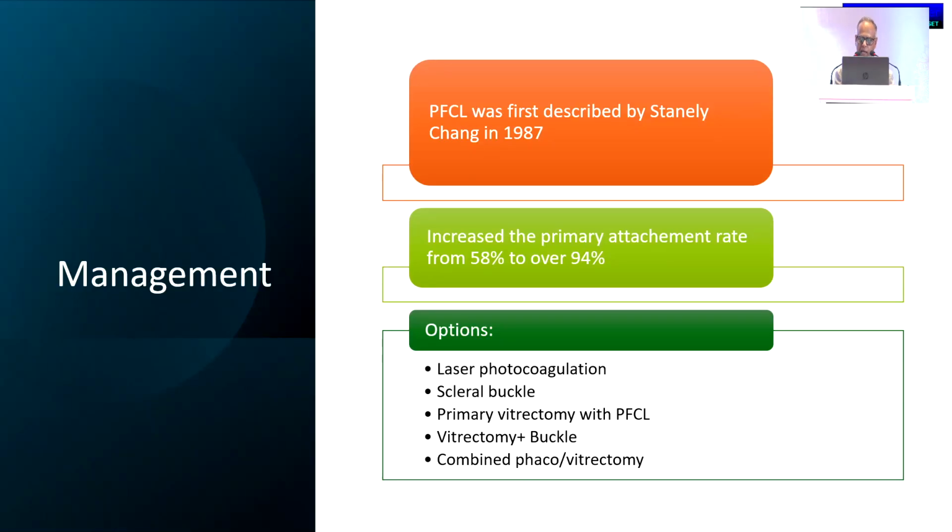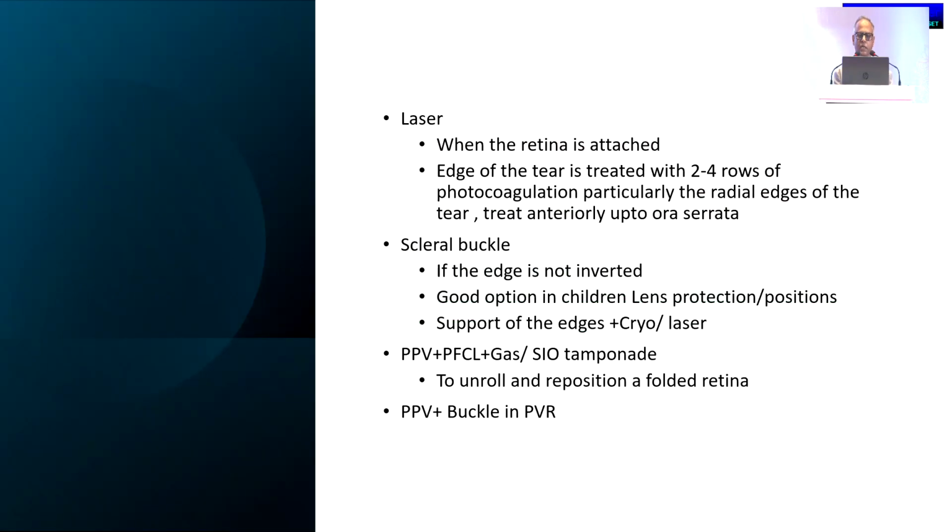We have other options like laser photocoagulation, scleral buckle, primary vitrectomy with PFCL, vitrectomy plus buckle, or combined phaco plus vitrectomy. Laser we can do in some cases, where the edges of the tear are treated with 2 to 4 layers of photocoagulation. Scleral buckle we can do if the edge is not inverted. And usually you go for PPV, pars plana vitrectomy with PFCL and silicone oil tamponade.